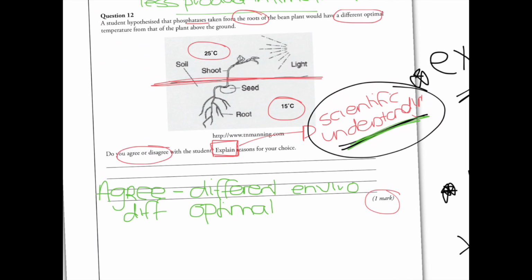But then you could also go with disagree. Again, as long as you're justifying yourself with your scientific understanding of enzymes. You could say that it would be expected that they'd have the same optimal range because they are in the same plant, and so they'd need to be the same enzyme because they're made by the same organism. So you'd say it'd be expected the enzyme is the same because it's the same plant.